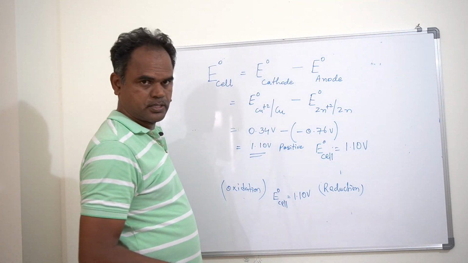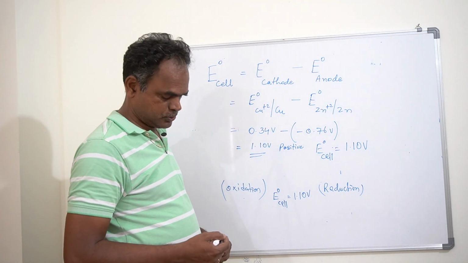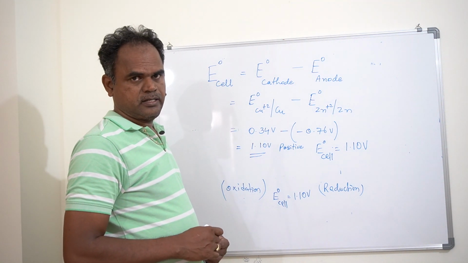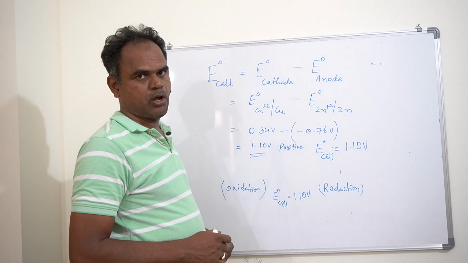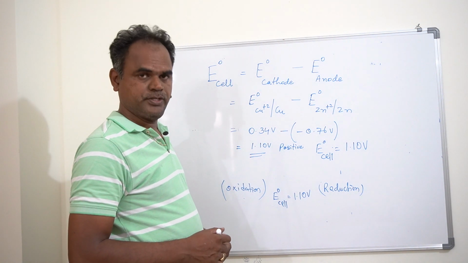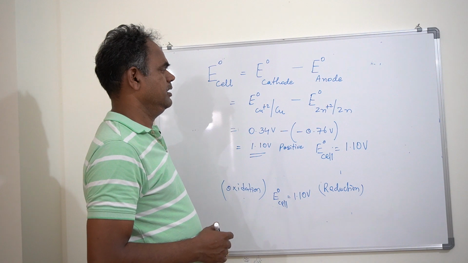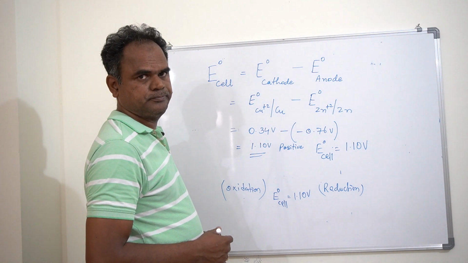A positive cell potential means the cell reaction is spontaneous and the cell can easily operate. So the cell can work efficiently. And this is a representation of a galvanic cell. Thank you.